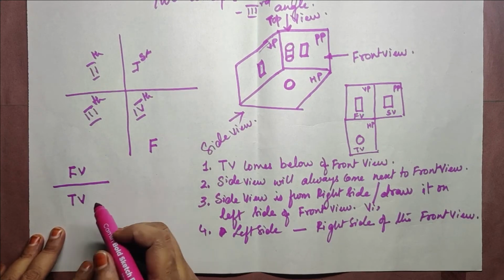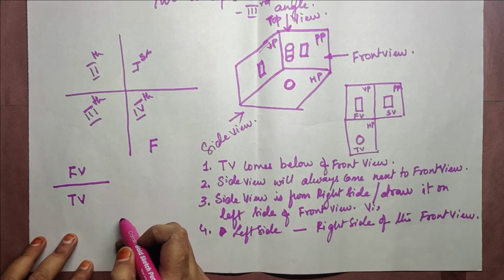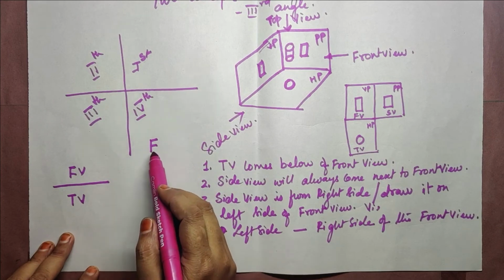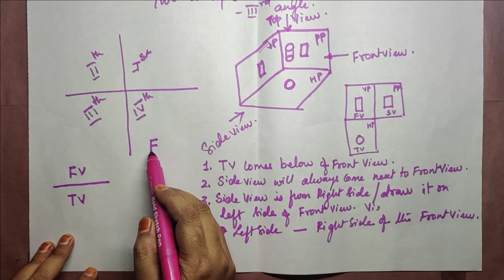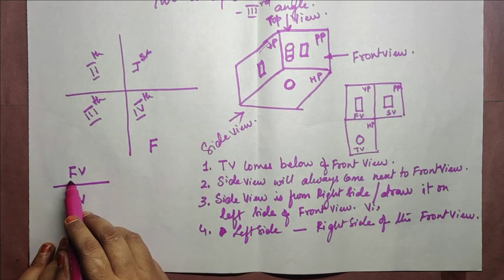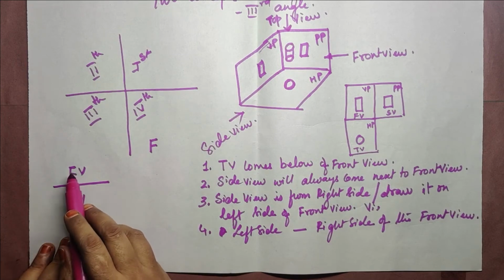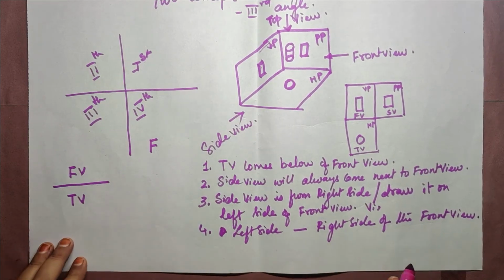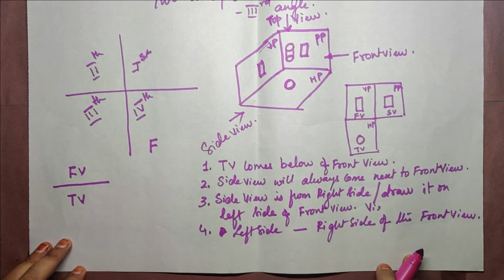Side view later on we can see when we are going to solve the blocks. Okay, so what I am telling you, first angle. First F. F means front view, that will come first, and at the below part top view will come. I hope you have understood the concept. I will discuss this in detail when we are going to solve the blocks.